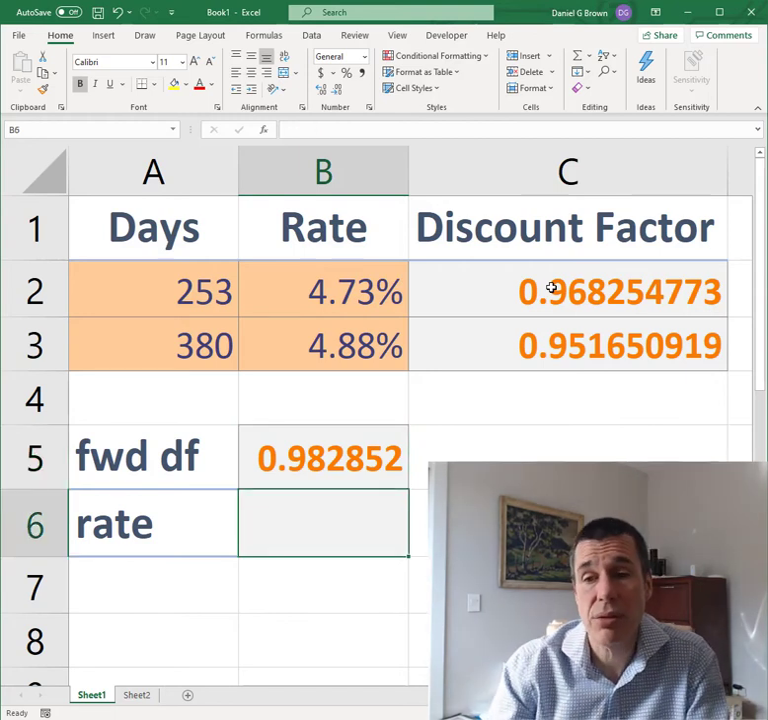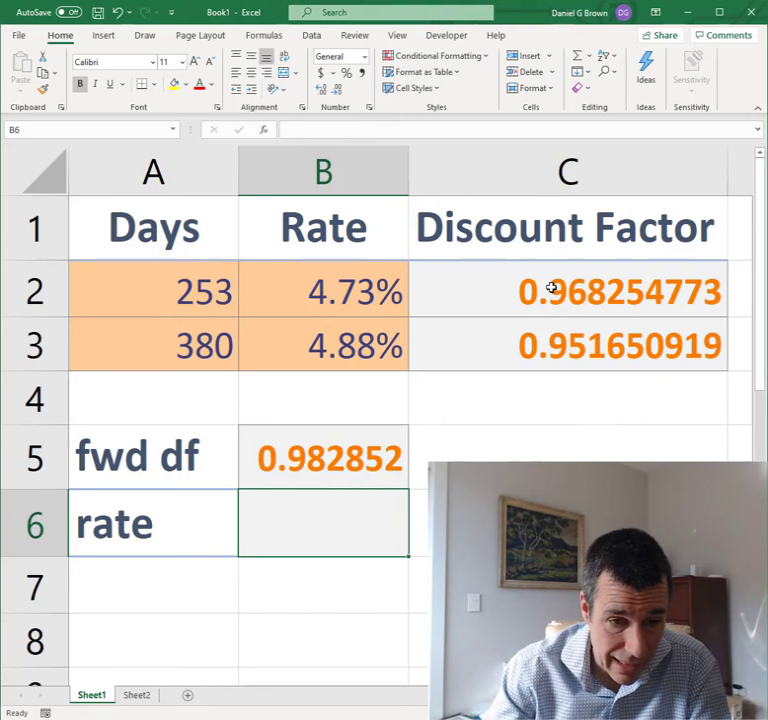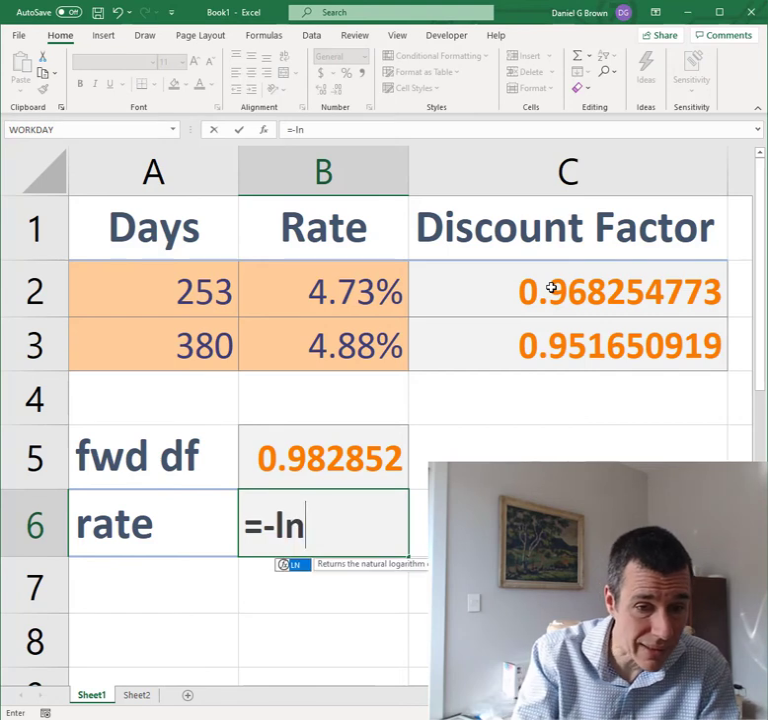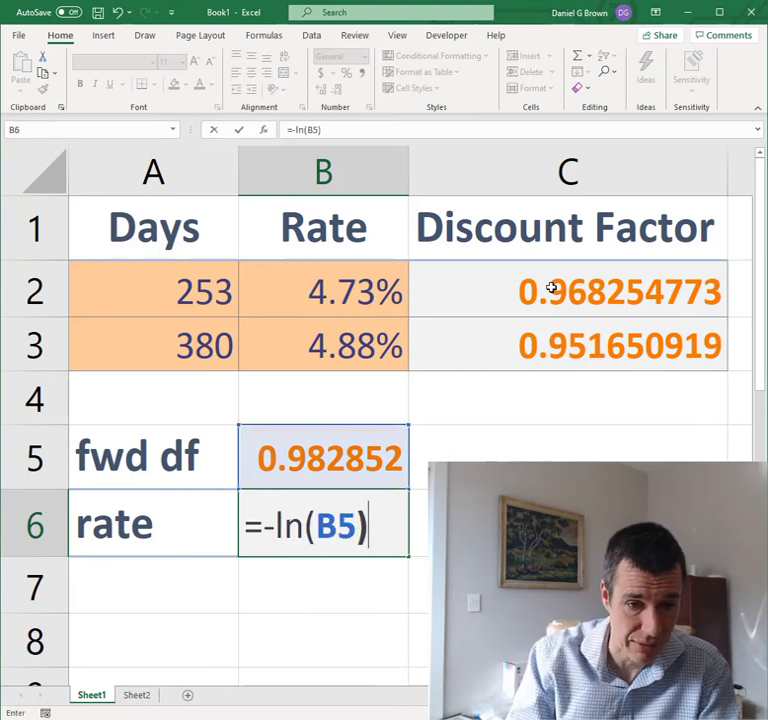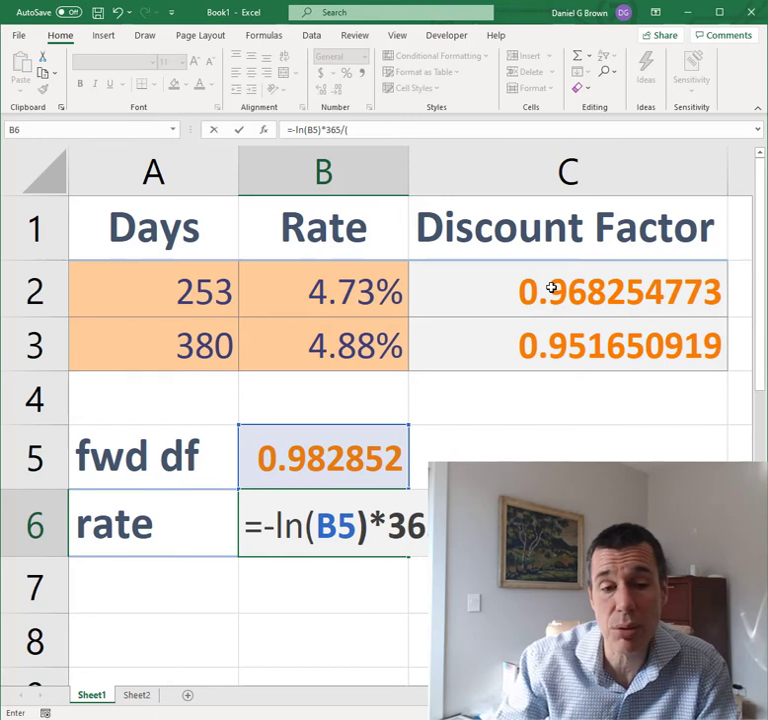Now it's relatively straightforward. We've got a formula, discount factor equals e to the minus RT. And so I can invert that. I'm going to do that in my head, but you could do some algebra on a piece of paper. Minus the natural log of the discount factor times 365. It's always 365 with continuously compounded rates, divided by the number of days.